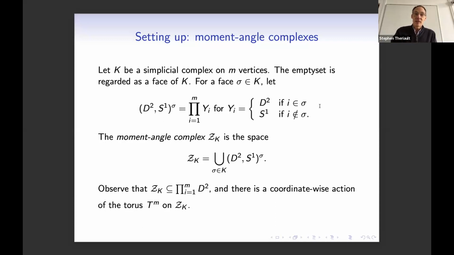So in particular, it's a subspace of a product of m copies of the disk. And on each of the disks, there's an action of a circle. So you get an action of an m-torus on that product, and that descends to an action of the m-torus on that moment angle complex.